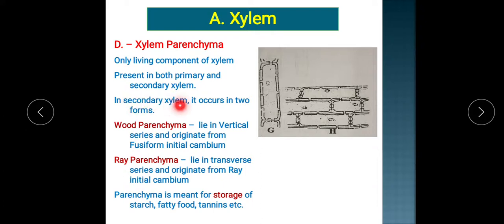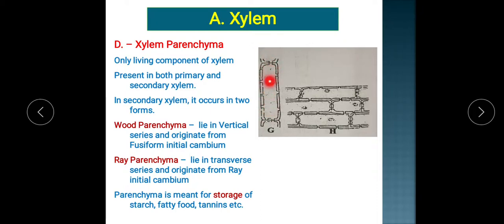While in the case of secondary xylem, it consists of two forms, the wood parenchyma and the ray parenchyma. Wood parenchyma lies in a vertical series. This is the wood parenchyma and this is the ray parenchyma. The wood parenchyma is present in a vertical series and it originates from the fusiform initial cambium. The vascular cambium consists of two types of initial cells, fusiform initial and ray initial cells.